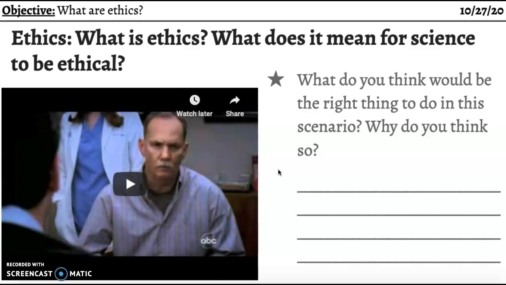So, what do you think the right thing would be to do in this example? Did you think that the doctors did the right thing? And why do you think so? So the question brought up here is a question of ethics. It's a question of right or wrong morally. So I wanted you guys to consider that question on your own. There's nothing to collect here.